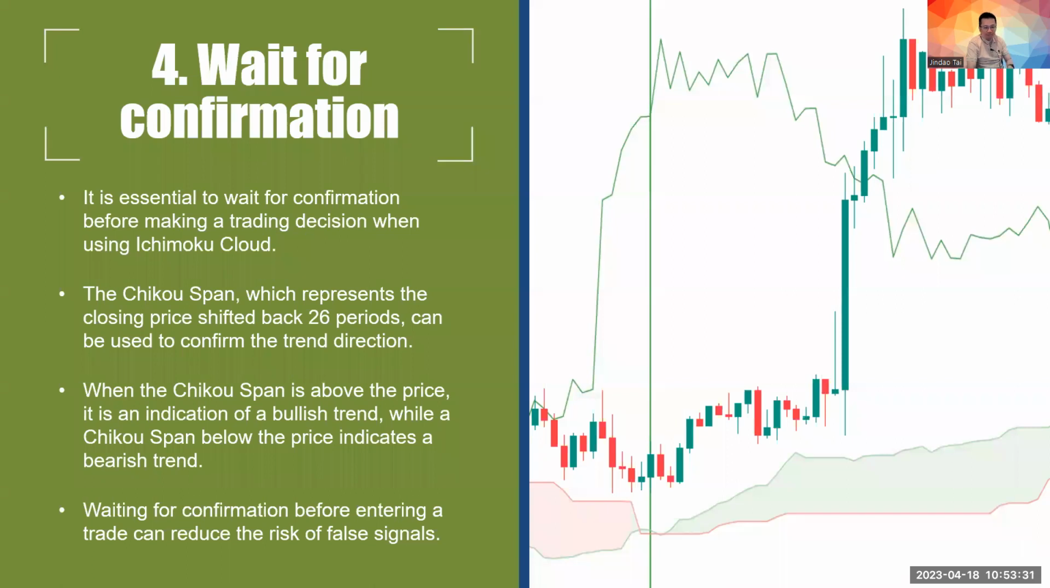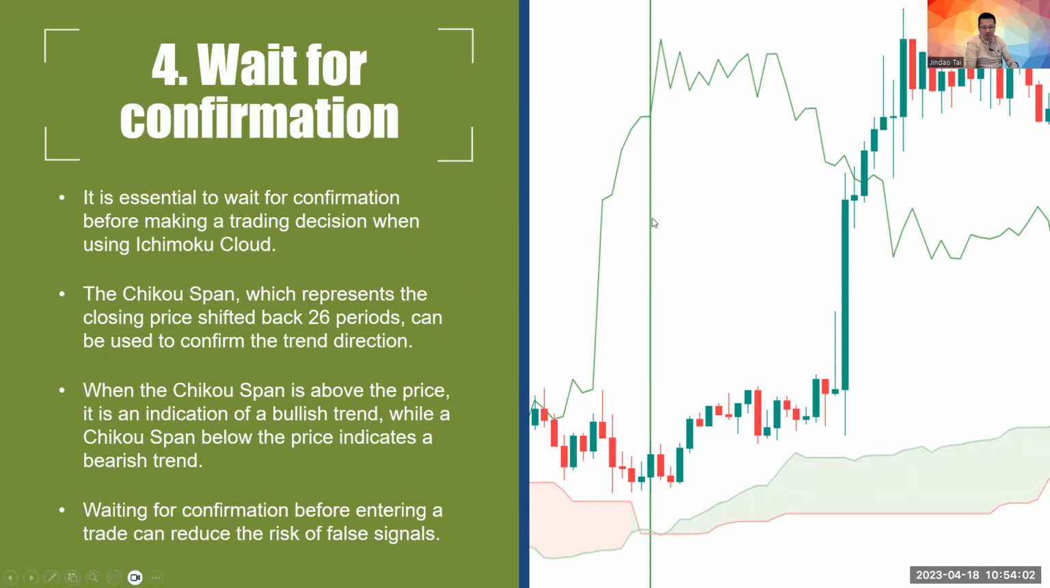And then the fourth one, as much as you have an indicator, don't rush into a trade. Wait for the confirmation. One of the ways to use the Ichimoku indicator is to look at the Chikou span. This is where you switch on the Chikou span line, right? The Chikou span represents the closing price shifted back 26 periods. It can be used to identify trend direction.